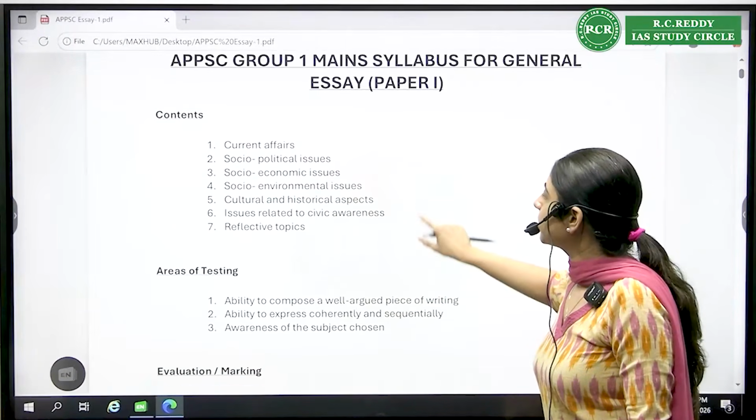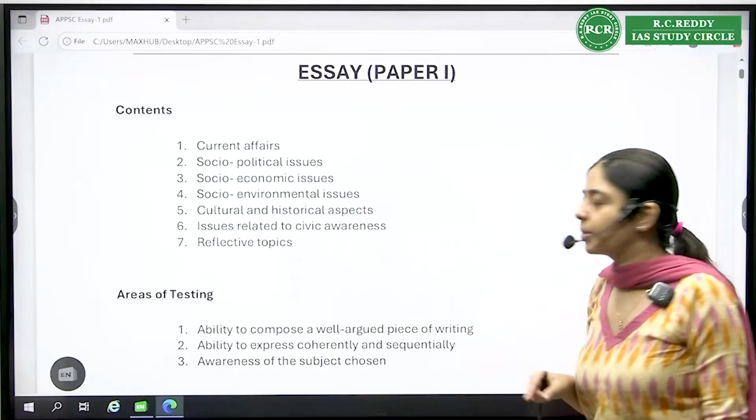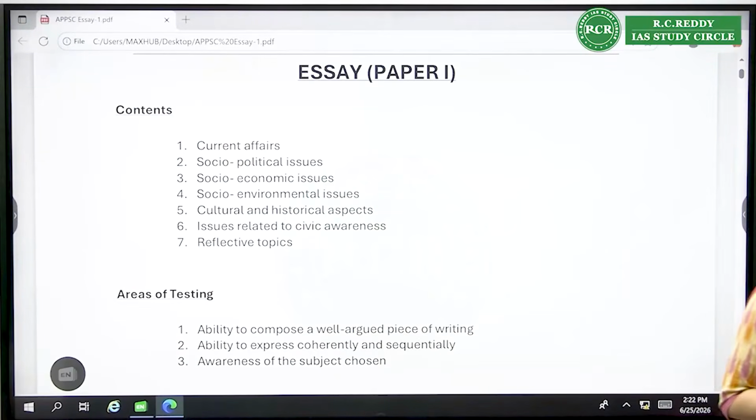So current affairs, you have to cover that, then socio-political issues, polity-related things, right? Or your governance-related topics with respect to democracy. All these things are constitution-related things. These can come in socio-political issues. So first, our job will be to do, and essay classes will also be going in this manner only.